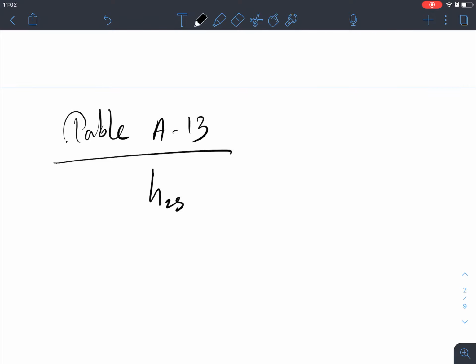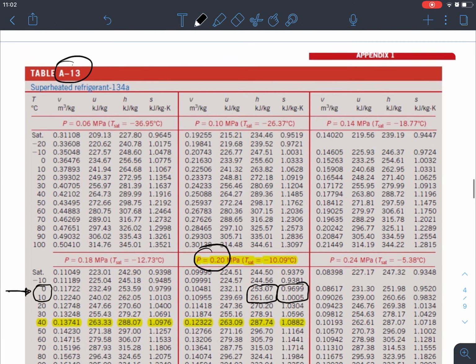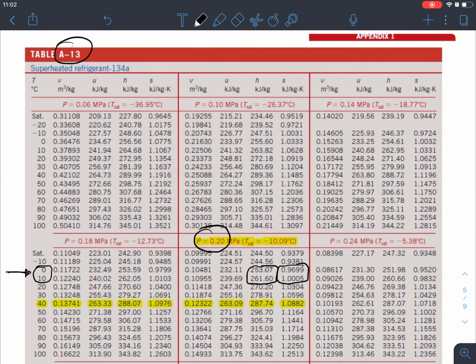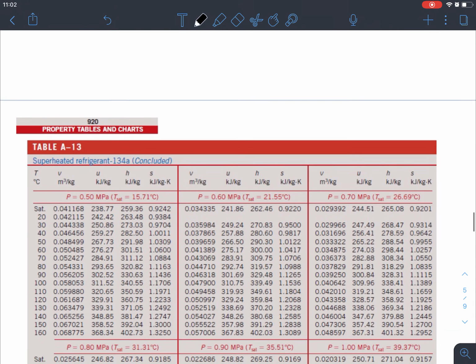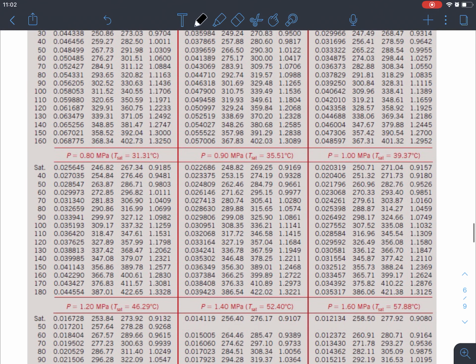Table A13 will give H2s equals 279.45 kilojoule per kg. So let me go ahead and show you. This is table A13. In this table A13, pressure is 800 kilopascal, that means 0.8 megapascal, which is this table. And the temperature is 50°C. So at this 50°C, this is the actual enthalpy and this is the entropy.